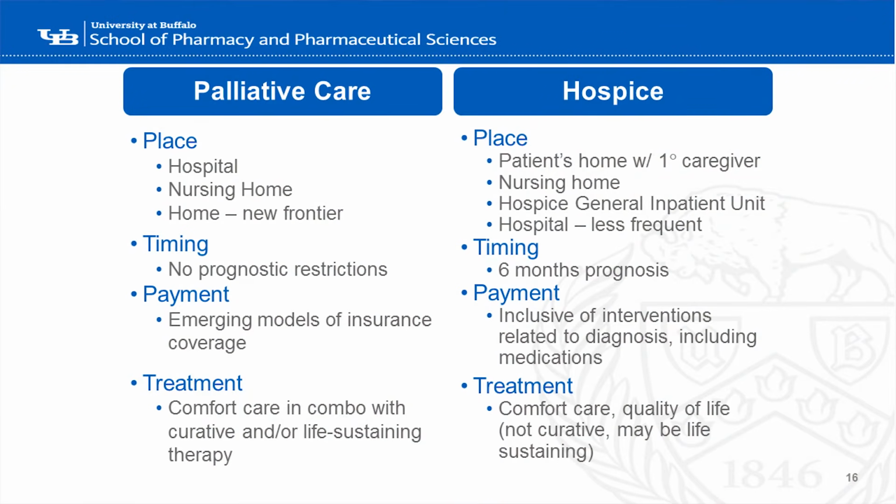So for example, if a patient is in for cancer, yet they have, say, thyroid disease, the thyroid disease is not part of it. It's not going to be reimbursed under hospice, yet the patient's other insurance would still take care of that. By way of treatment, comfort care is used in combination with curative and/or life-sustaining therapy under the palliative care model, while under hospice, comfort care and quality of life are the only focus. Curative care is no longer considered at that point.